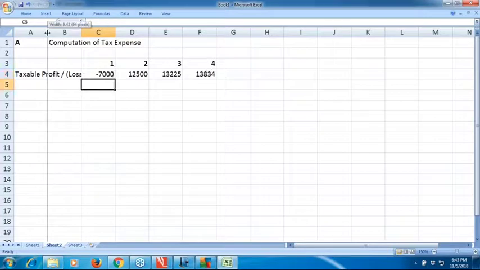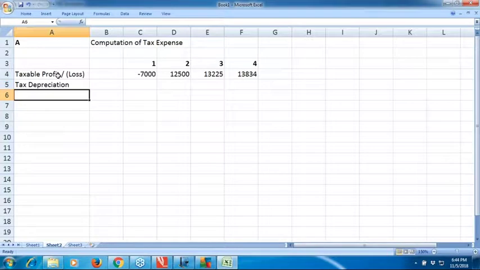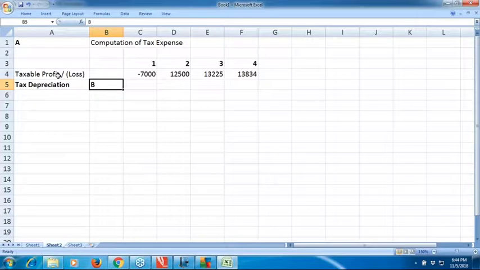Now what next is there? The next situation is that we need to deduct the tax depreciation from it. So once we calculate the tax depreciation, we need to perform the calculation for it. So I'm going to mark it B. Now, how would we calculate the tax depreciation? Let's talk about it. That is going to be the computation of tax depreciation.